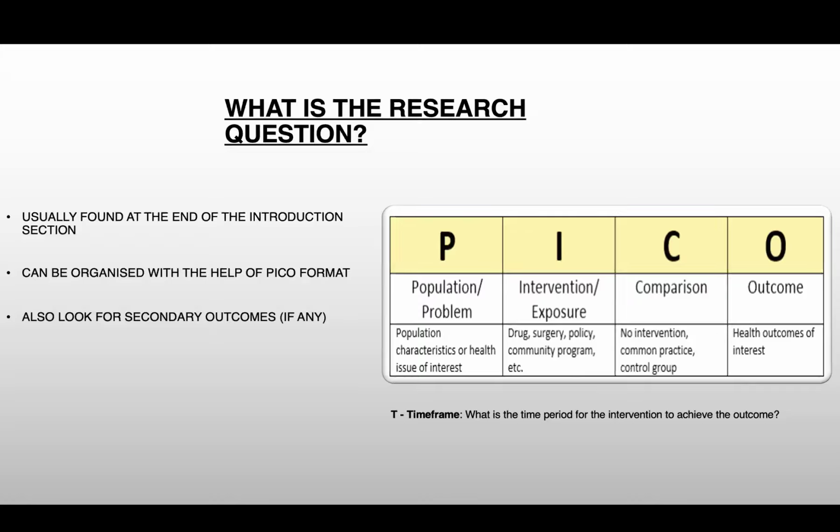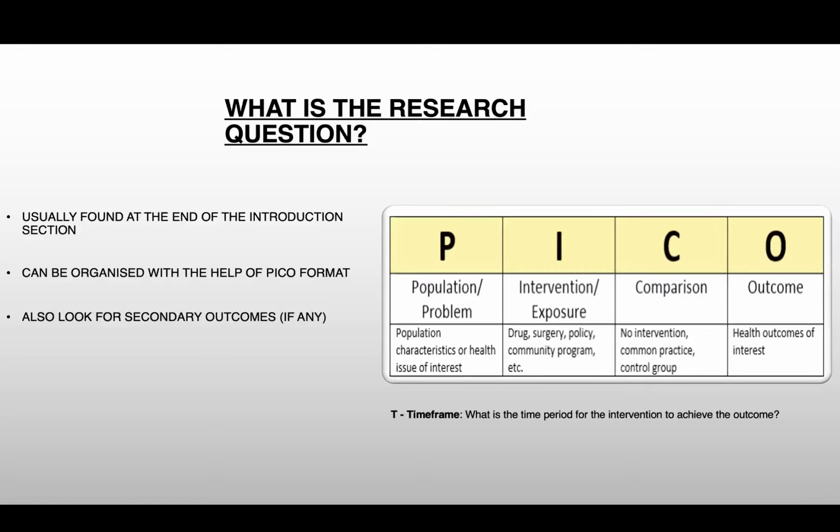And O is the outcome, that is the health outcome of interest. And T is the time frame, that is what is the time period for the intervention to achieve its outcome. Many a times they also do mention secondary outcomes. If it is there, you need to mention that also.